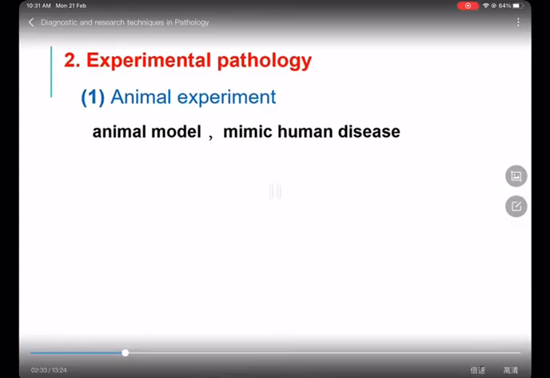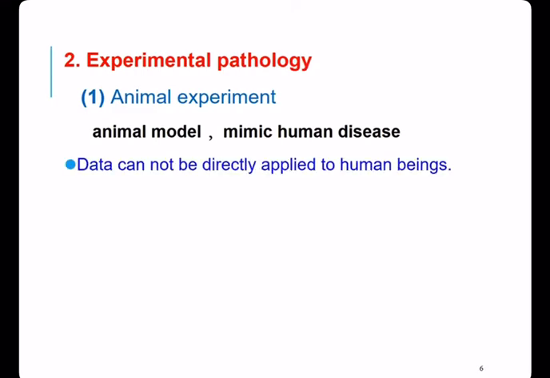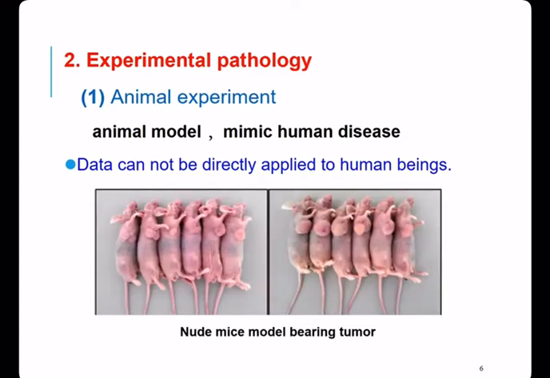Another category is experimental pathology. We design animal models to mimic human disease and investigate the etiology, pathogenesis, and symptoms of the disease. But the data cannot be directly applied to human beings. They should be carefully evaluated. Here are two groups of nude mice models with tumors in their armpits.